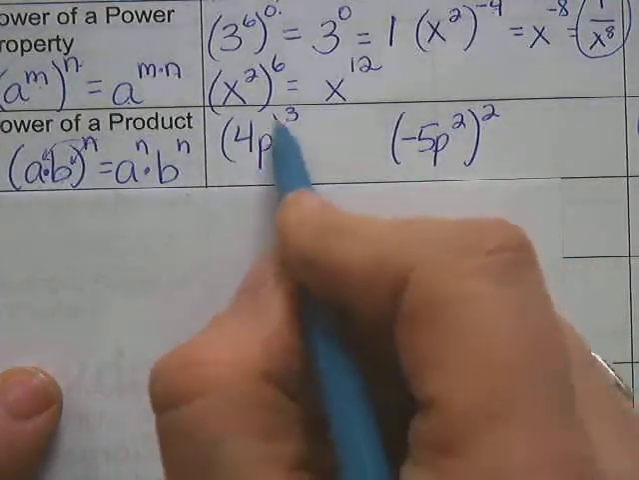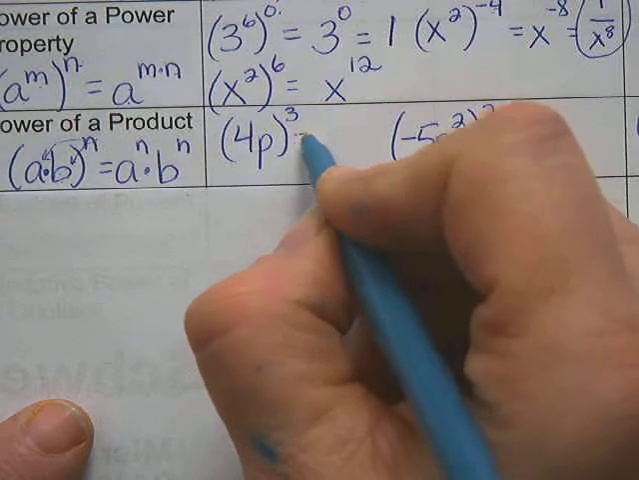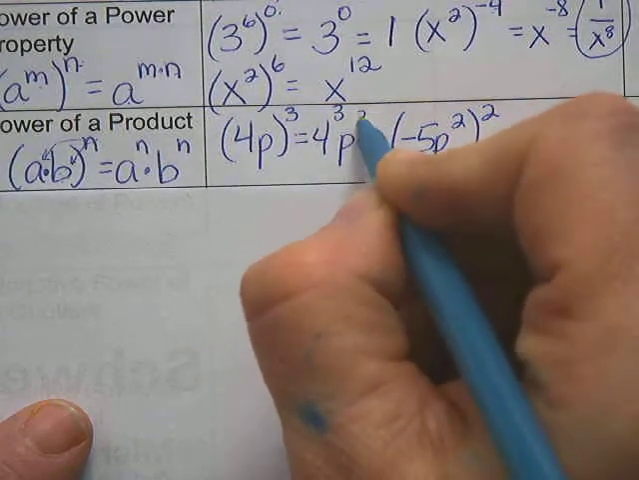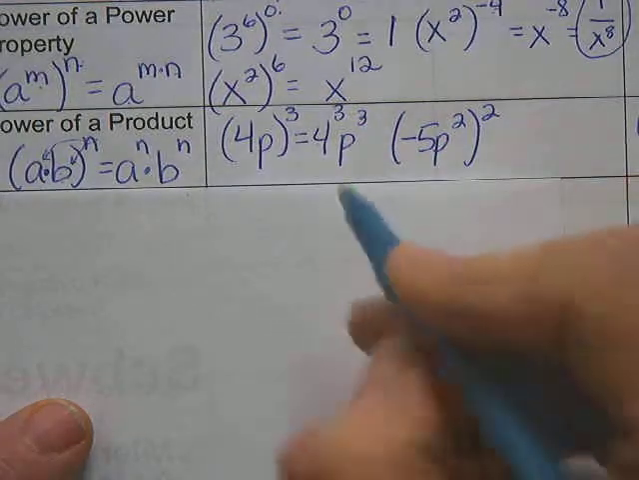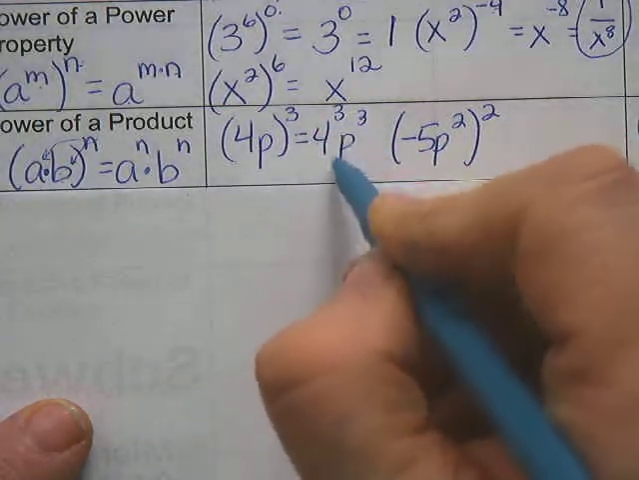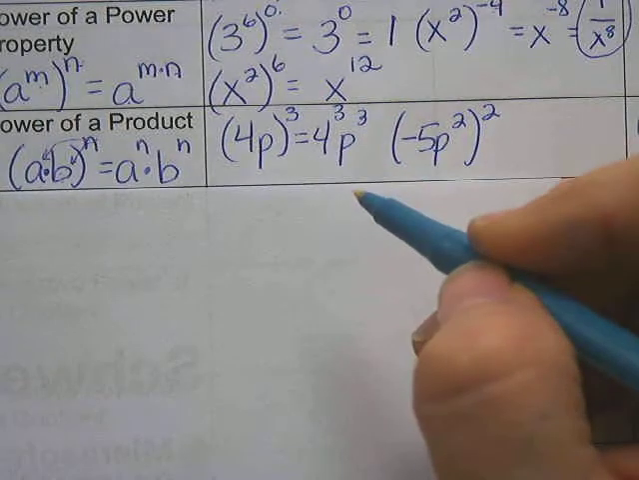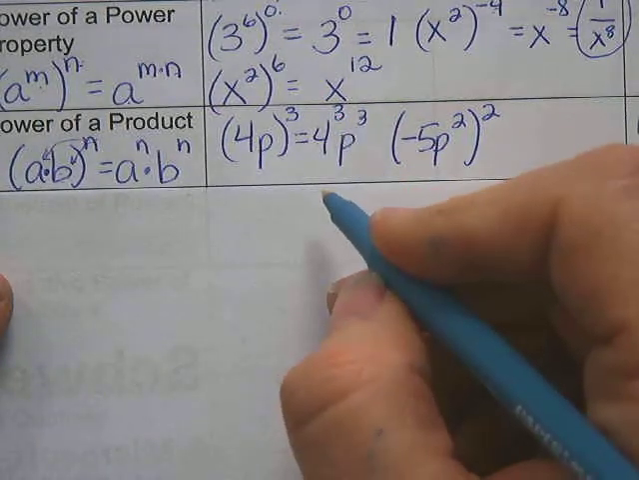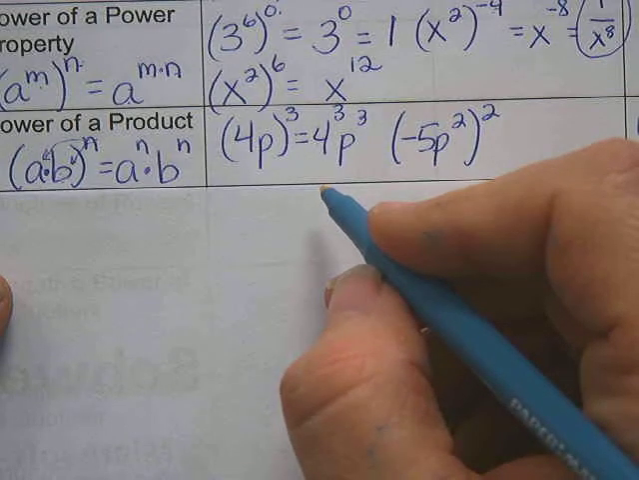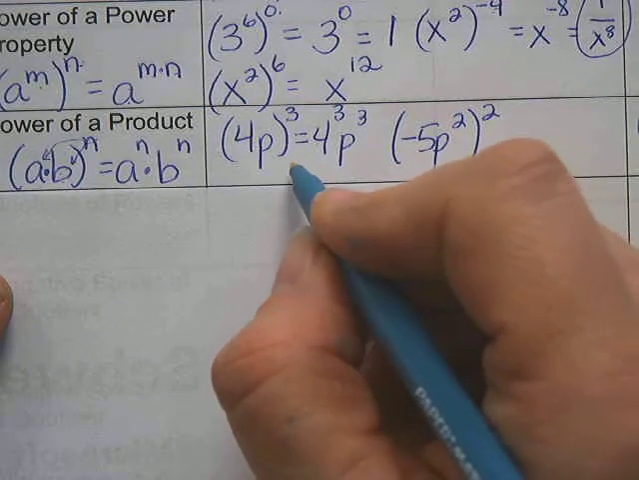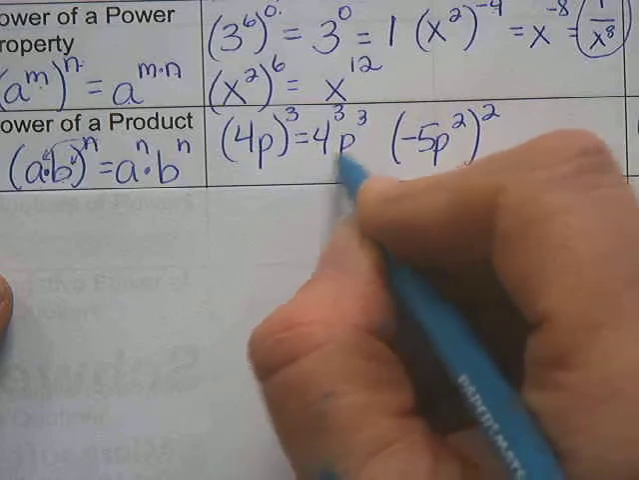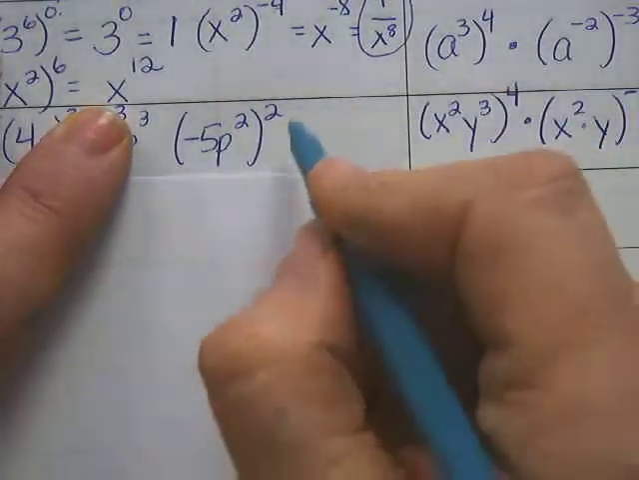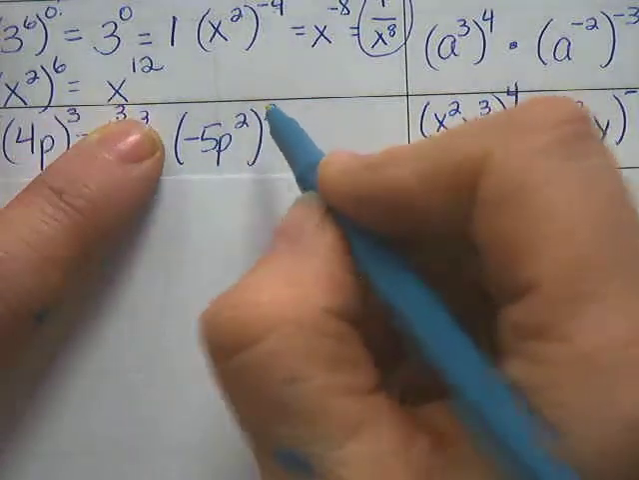And you've probably used this property a little bit without realizing it, but we've talked a lot about something like this. This really means that 4 is being cubed and p is being cubed. Now this technically would not be simplified because this coefficient, there's some work to be done, so you would figure out what 4 cubed is. I can't remember what that is. I want to say 256, but I can't remember.